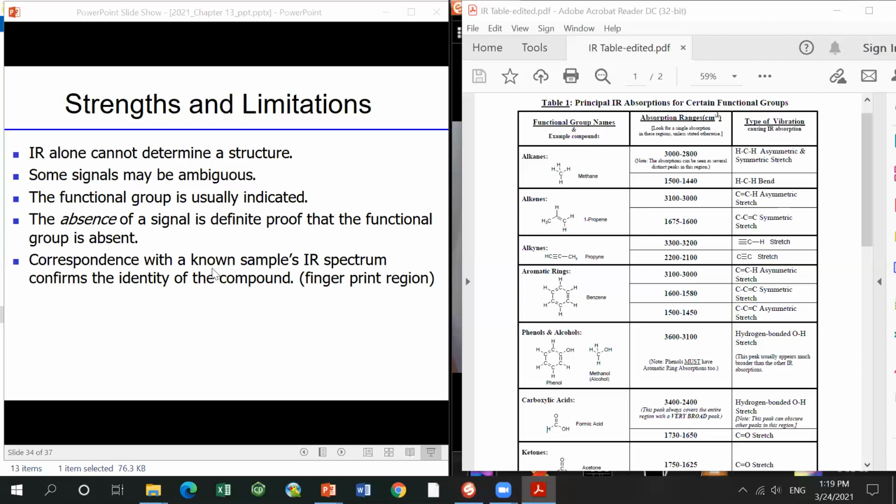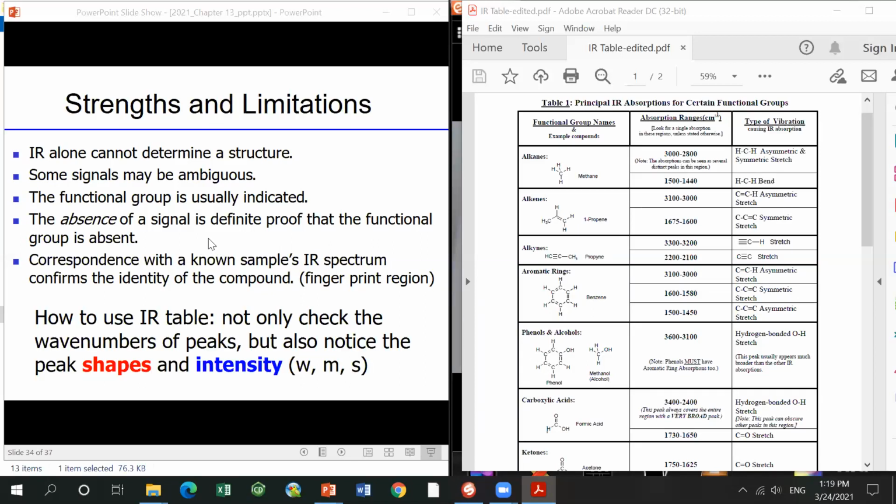Another useful application of IR is to help identify unknown samples, because each compound should have a very unique IR spectrum, different from other compounds, and we already learned that because of the fingerprint region. For example, if you find some unknown sample and take its IR, you search an IR database, and there are a lot of IR databases online. If you find another compound that shows exactly the same IR spectrum, that means these two are 99% the same compound.